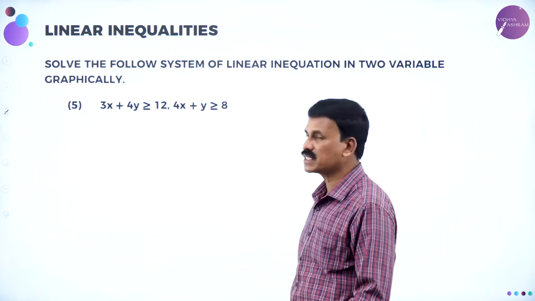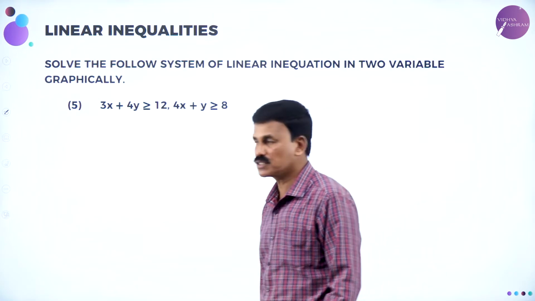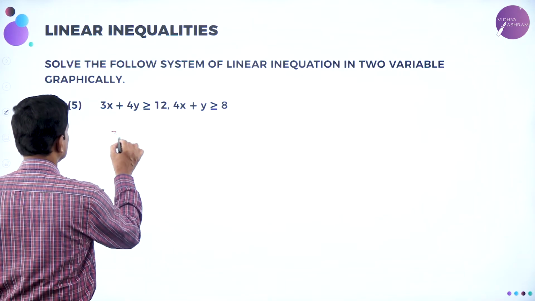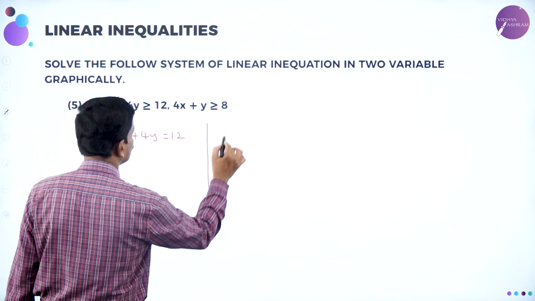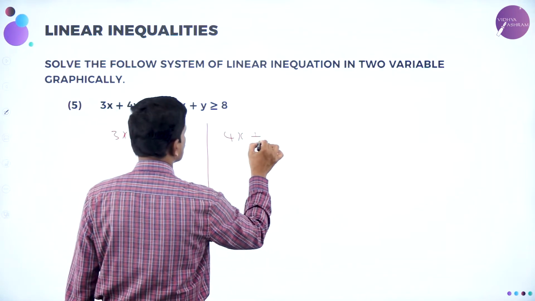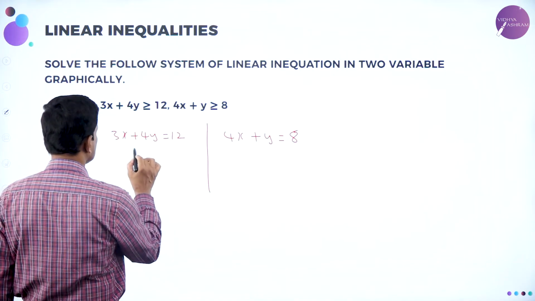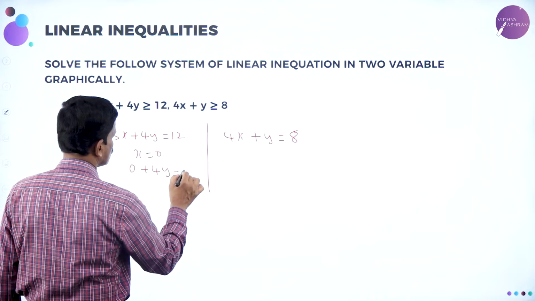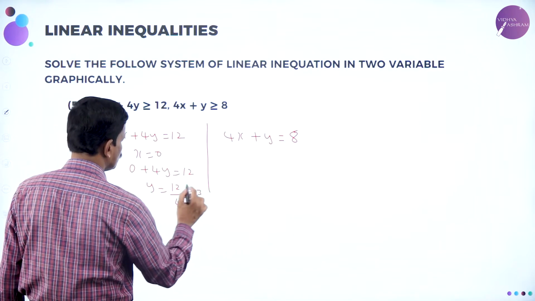3x plus 4y is greater than or equal to 12 and 4x plus y is greater than or equal to 8. Now, let us convert these inequalities into equalities first. 3x plus 4y is equal to 12 and 4x plus y is equal to 8. Now, if you put x is equal to 0, then what you will get? 0 plus 4y is equal to 12. Y is equal to 12 by 4, that's equal to 3.